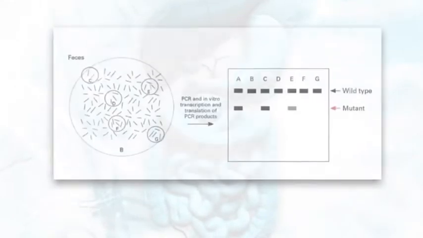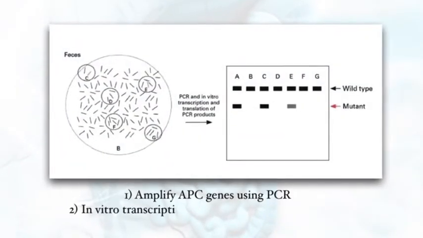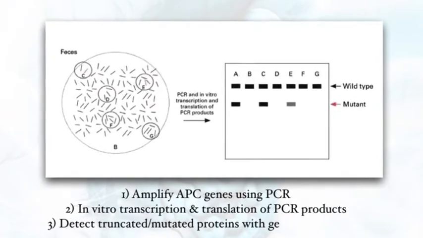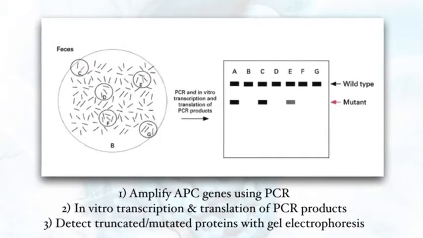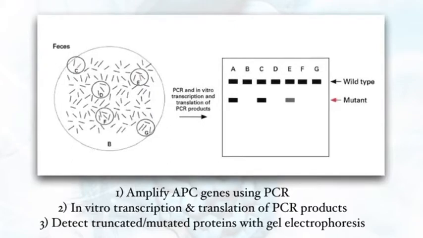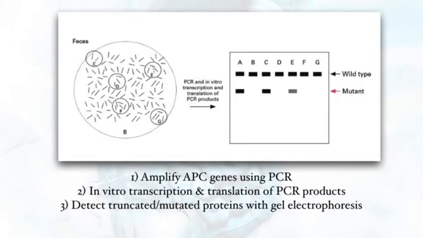In addition to finding treatments, there has been an attempt to find easier and more accessible methods for detecting colon cancer. A new technique called digital protein truncation can detect mutations in fecal DNA from patients with early colorectal tumors. This technique amplifies APC genes using polymerase chain reaction and detects mutated or truncated proteins using in vitro transcription and translation of those PCR products.